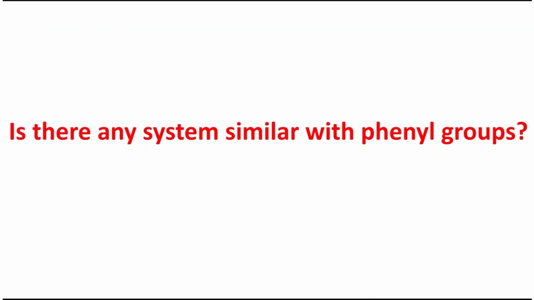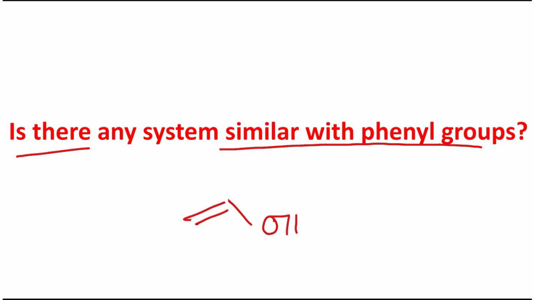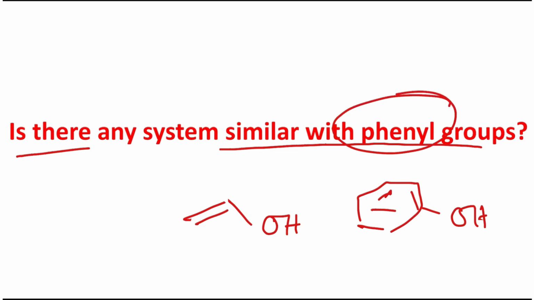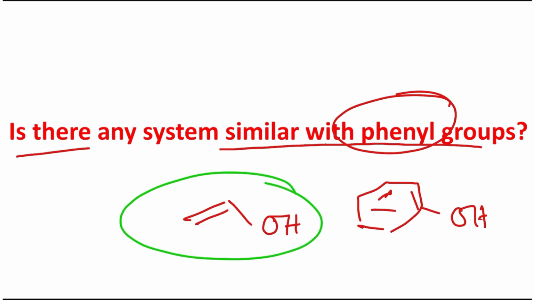Now let's go to another question. Is there any such system in phenyl groups? Generally, when we say anything about this enol, a question comes about phenol. So does such a thing happen in the case of aromatic or phenyl groups? Yes, true, it happens, but we shall come to it after some time. Before going to that, let's learn about this vinylogous system.